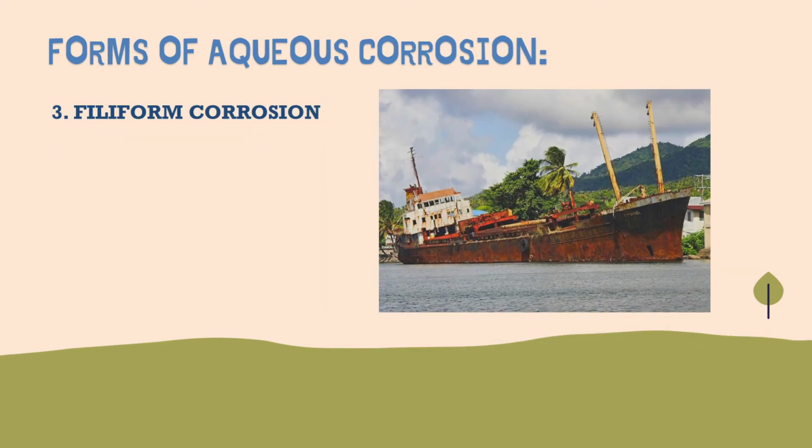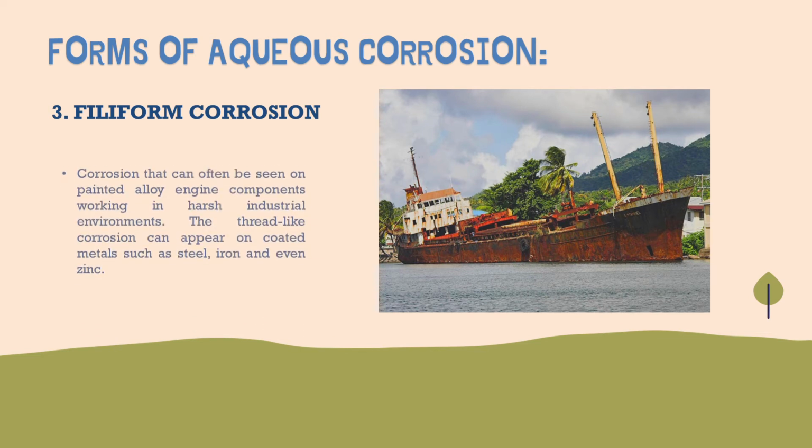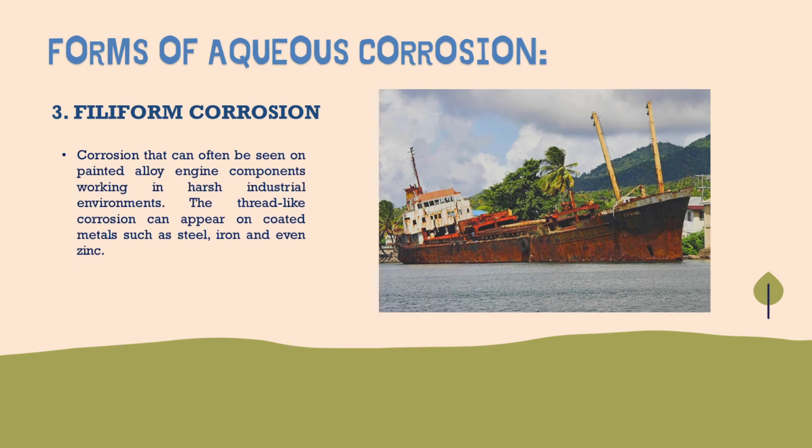Another form of aqueous corrosion is filiform corrosion. This form of corrosion can often be seen on painted alloy engine components working in harsh industrial environments. The thread-like corrosion can appear on coated metals, such as steel, iron and even zinc. The corrosion of the painted metal or alloy happens due to the presence of air, water, and other factors which make the environment harsh.